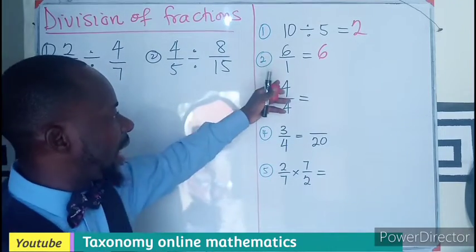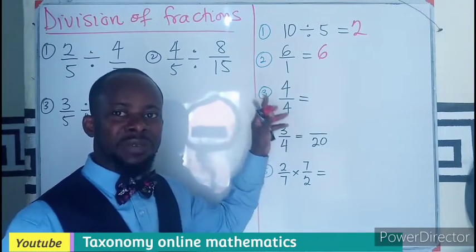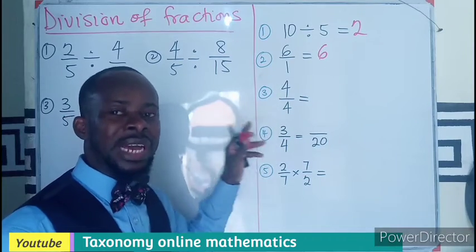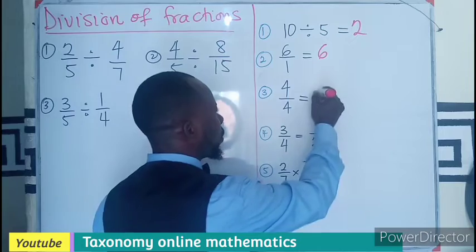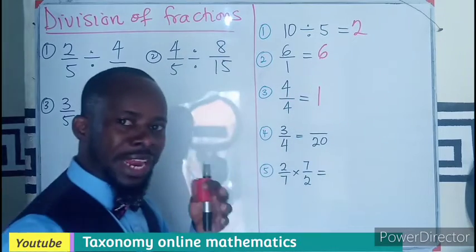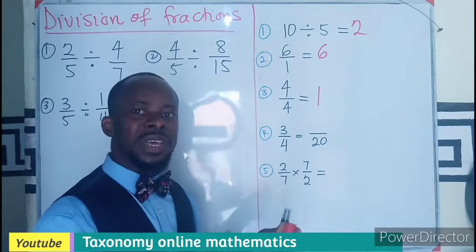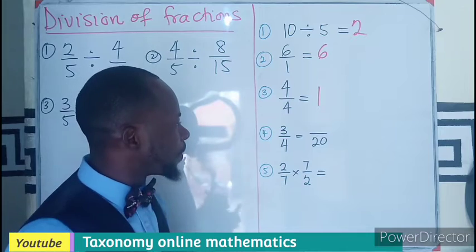Then if you divide a number by itself, that is, if the numerator and denominator are the same, it just gives us a whole, and the whole is what? 1. So any number divided by itself gives us an answer of 1.